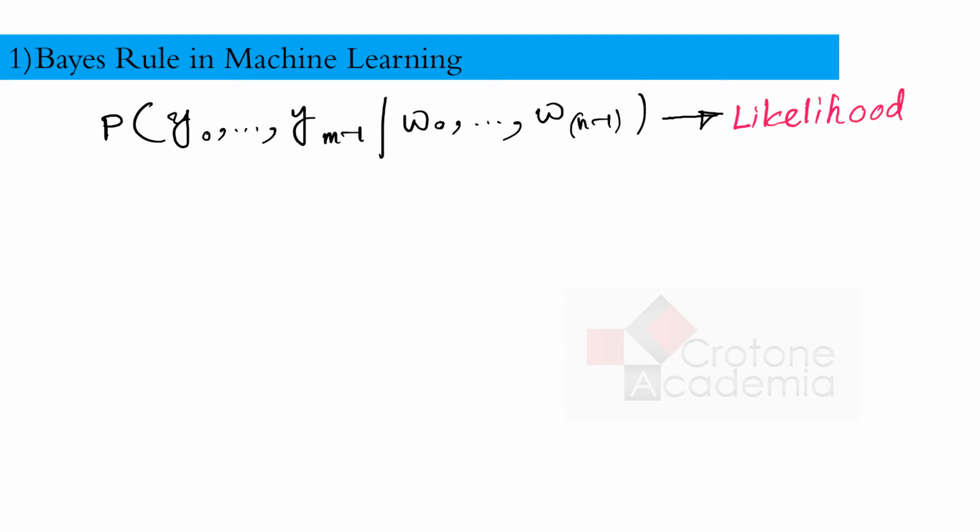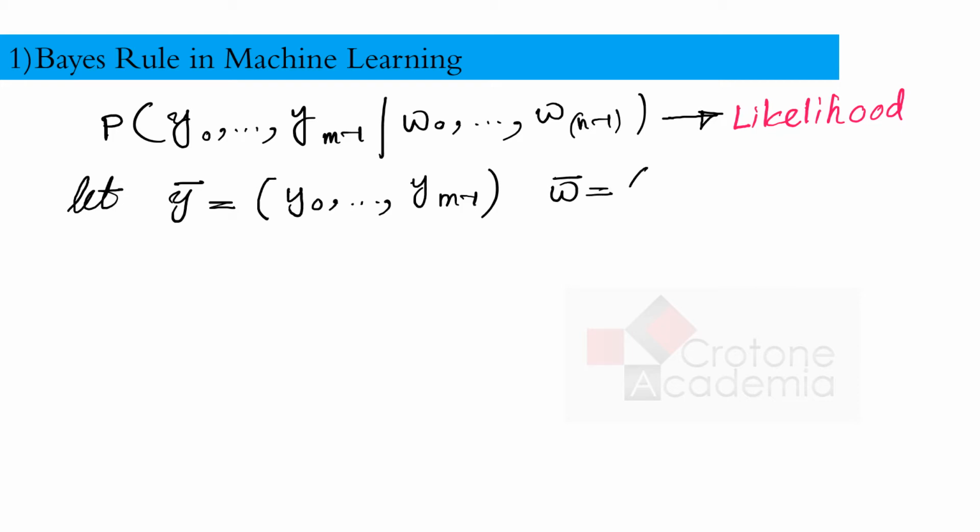As this function tells you how likely those observations are with respect to a set of weights, it is known as the likelihood function. For notational convenience, let y bar represent all observations starting from y0 up to ym minus 1, and w bar represent all weights starting from w0 to wn minus 1. With this new notation, we can write the likelihood function as the probability of y bar given w bar. But here we are interested in finding values for w given the new set of observations. To do that, we can use the Bayes rule.